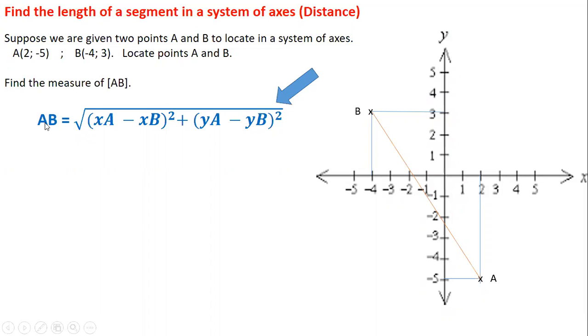So if I want to determine the measure of segment AB, I will use this rule. The measure of AB is equal to a big radical, inside it I write XA, which is the abscissa of the first point, minus the abscissa of the second point, all of it squared, plus the ordinate of the first point minus the ordinate of the second point, all of it squared.